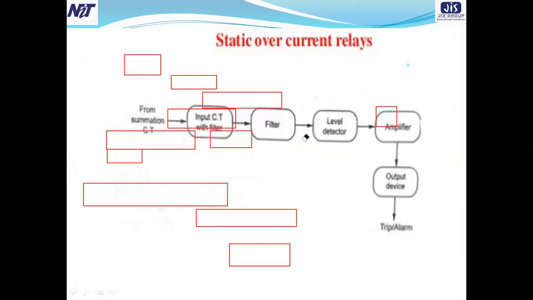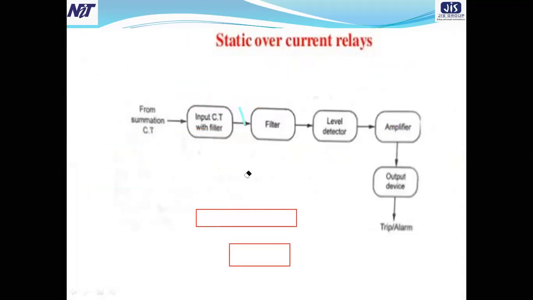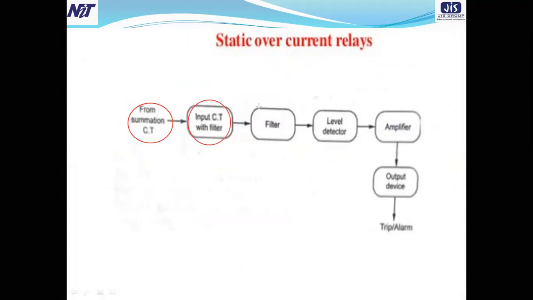This part we already discussed in the previous slide. The system starts from the summation CT, then the input CT with filter, then the filtered signal goes to the level detector. After that it goes to the amplifier, then to the output device, and finally we get the trip. So for your better understanding, you can follow this chart and remember it like this.